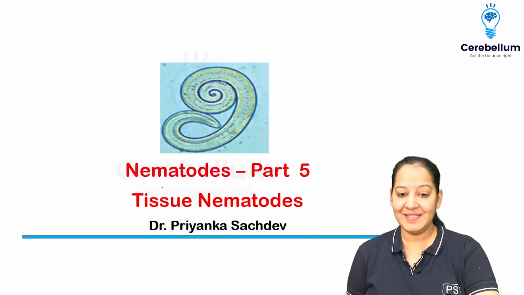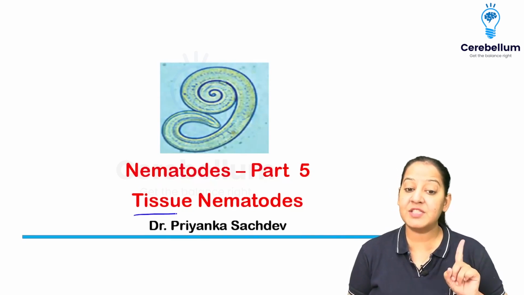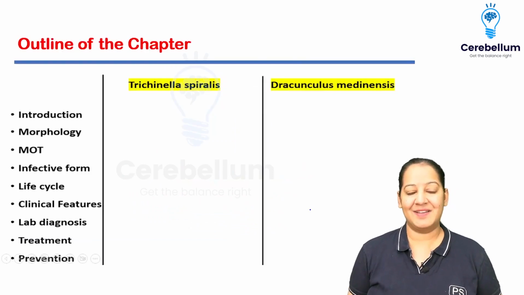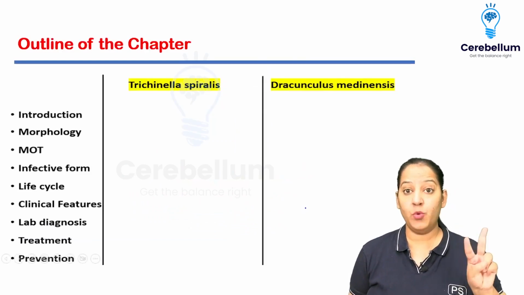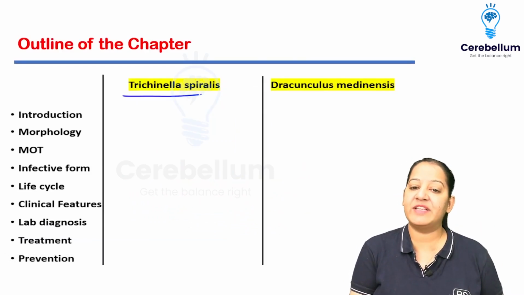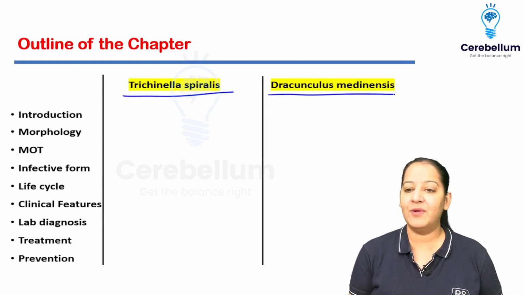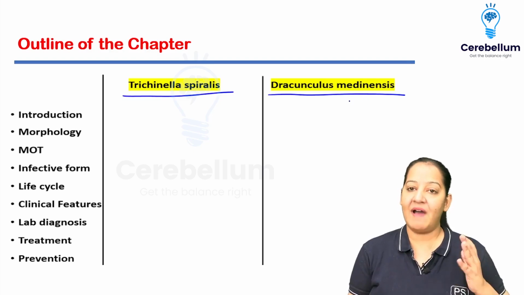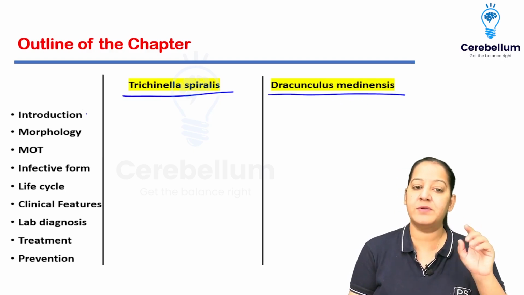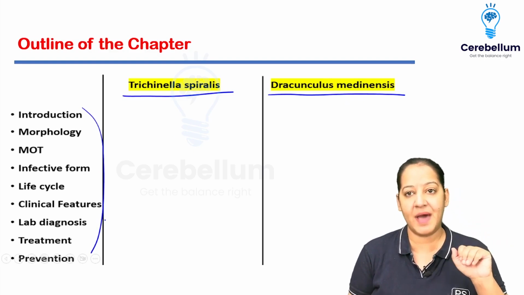Hello everyone. In this session, I am going to discuss tissue nematodes. So let's start. Basically, here I will discuss two important tissue nematodes, that is Trichinella spiralis and D. medinensis. As usual, I will be discussing the tissue nematodes under the standard headings of entire parasitology.